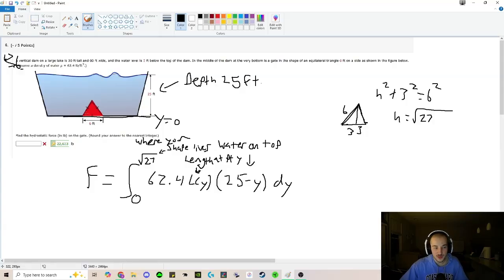And this is going to be changing, right? As we go here, our length is this, but as we go up, our length is only this. So our length definitely should be a function of y. Okay, so now we have to find it. So how do we find it?